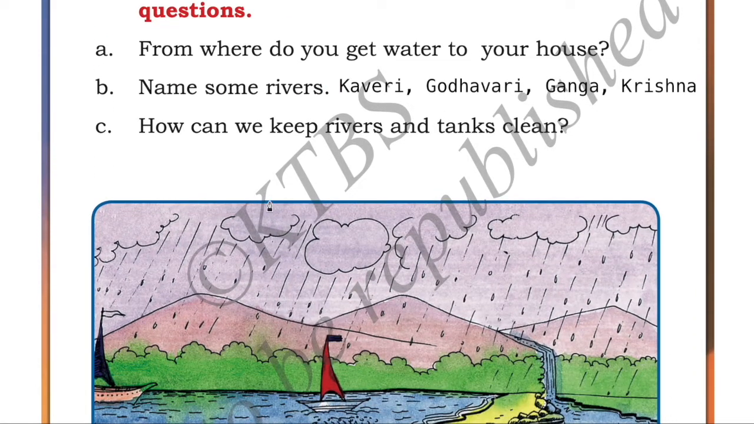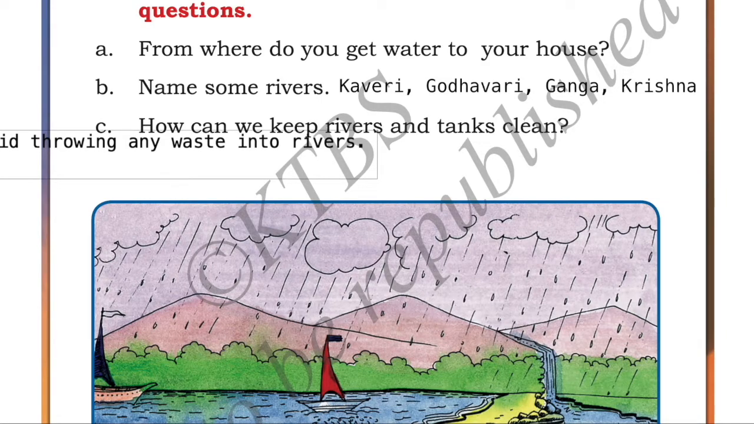Next, how can we keep rivers and tanks clean? So to answer this, let's think about it for a little while. So the first thing that we can do is we can avoid throwing any waste into the river. So this can be solid or industrial waste. We need to avoid throwing them into the rivers.